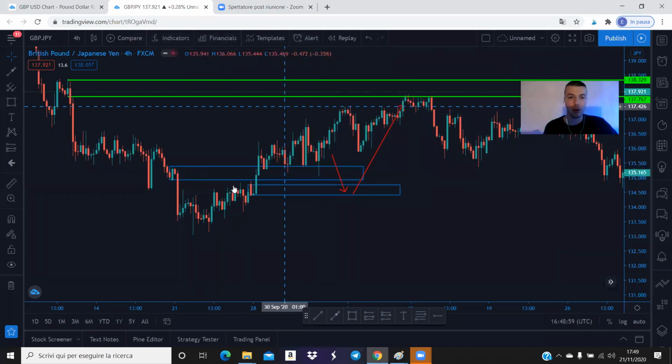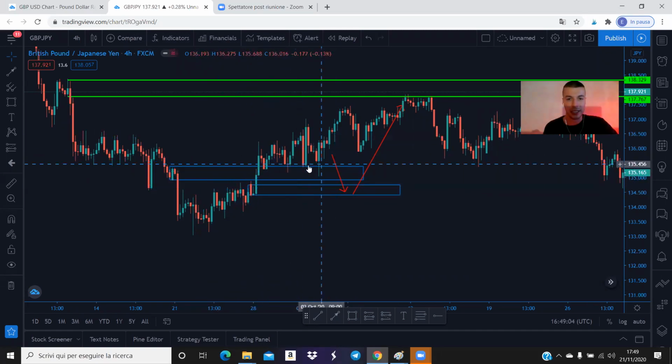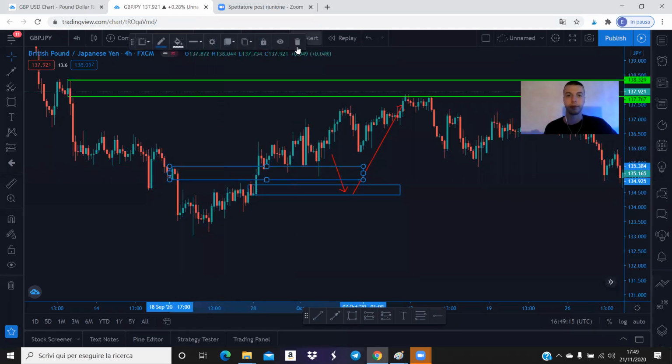So that's why you don't use your supply when you get the breakout. You don't use it as demand. You wait for the actual demand, which is down here, to enter then a trade. But this is just a coincidence that it corresponds. Make sense?